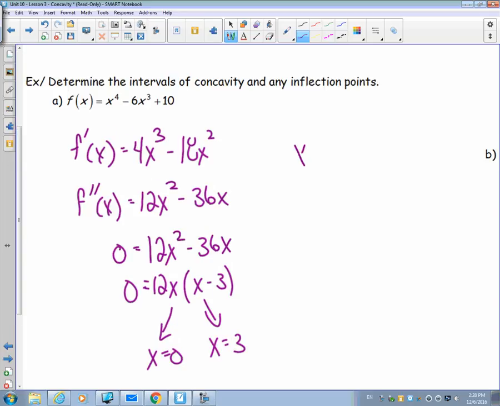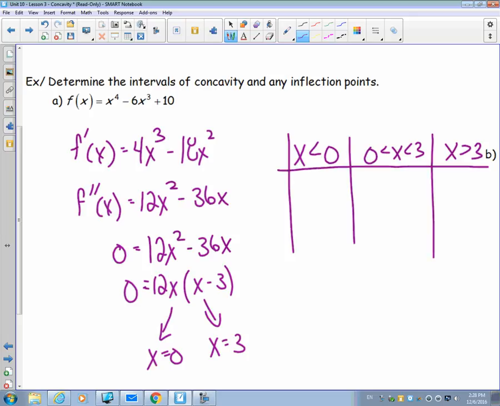So we're going to make ourselves a sign table. So we're going to go less than 0, and then 0 to 3, and then greater than 3. And I want to know what's happening to my second derivative at those points.